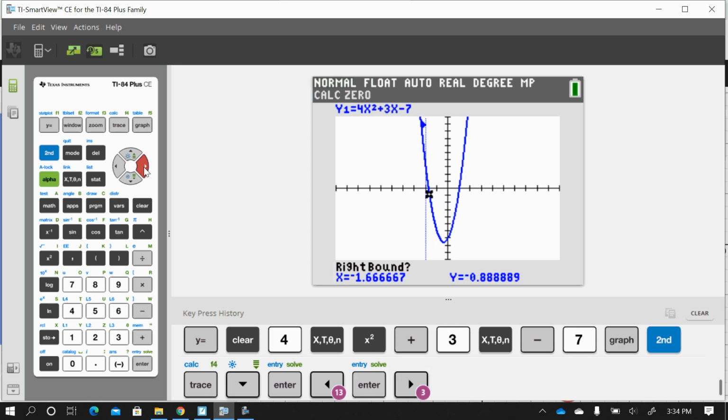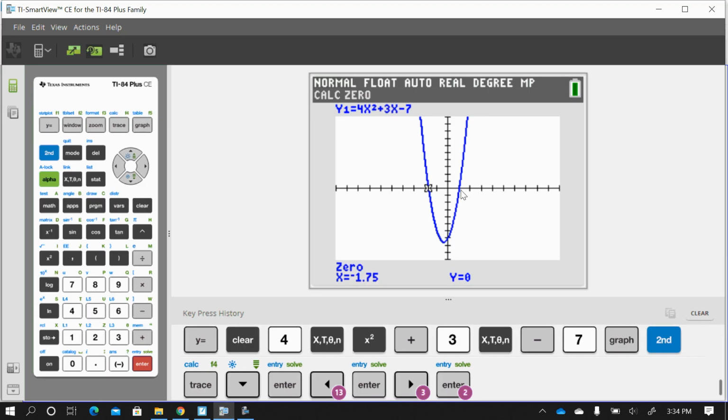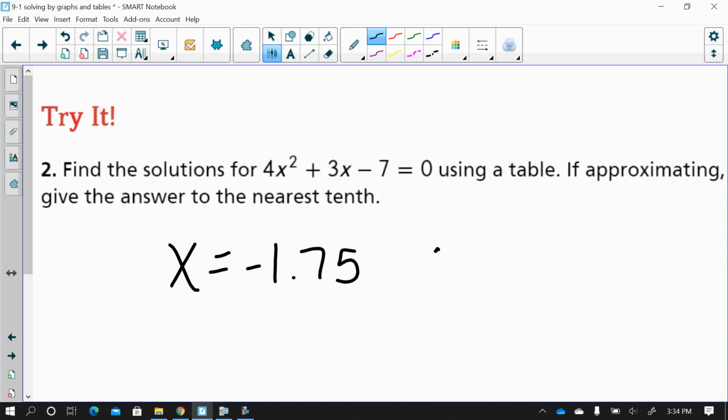Okay, I need to go right now. Okay, right enough, hit enter. Always hit enter on guess. X equals -1.75. Okay, and the other one crosses nice and neat. Okay, so x equals 1. Easy peasy.